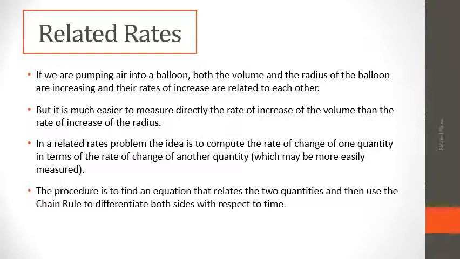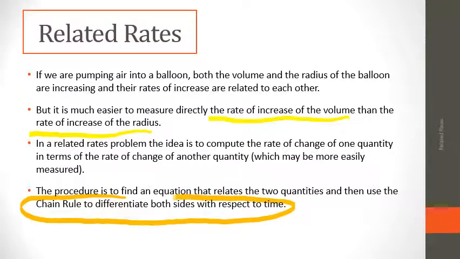Why would we do this? Well, sometimes in the real world, it's easier to measure one quantity versus the other. For instance, it's easier to measure directly the rate of increase of the volume than the rate of increase of the radius, just as one example. Now, when we do this, we're going to have to look again at the chain rule to differentiate both sides with respect to t.